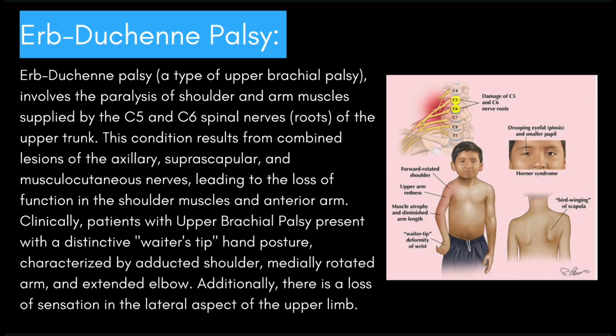Clinically, patients with upper brachial palsy present with a distinctive waiter's tip hand posture characterized by an adducted shoulder, medially rotated arm, and extended elbow. Additionally, there is a loss of sensation in the lateral aspect of the upper limb, and you can see all of these conditions illustrated to the right on the illustration of the boy, where it shows the forward rotated shoulder, upper arm redness, muscle atrophy, and diminished arm length, and the waiter tip deformity of the wrist.